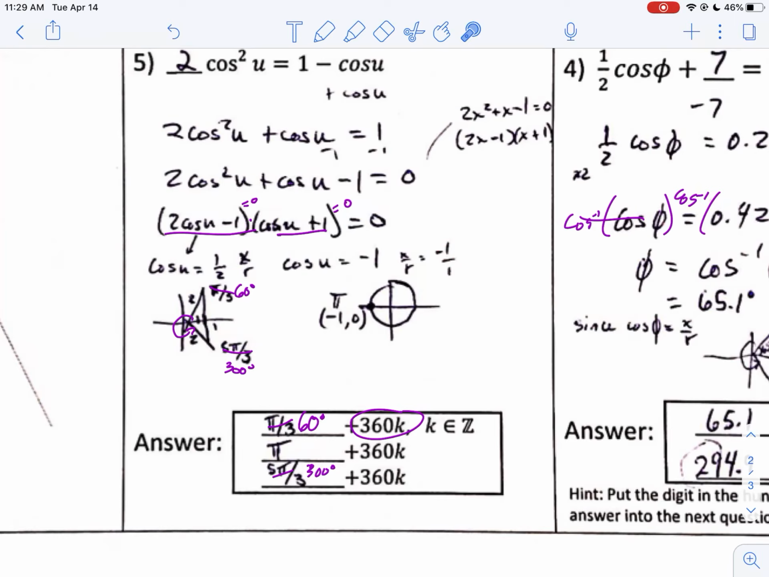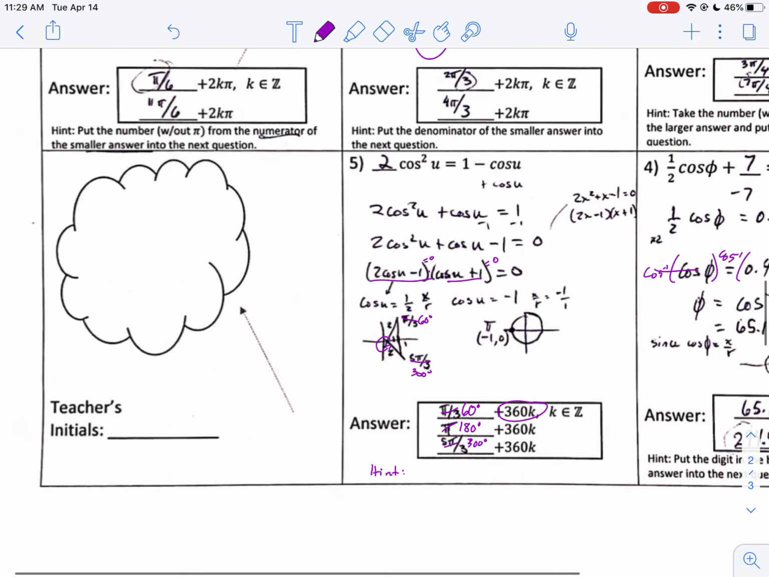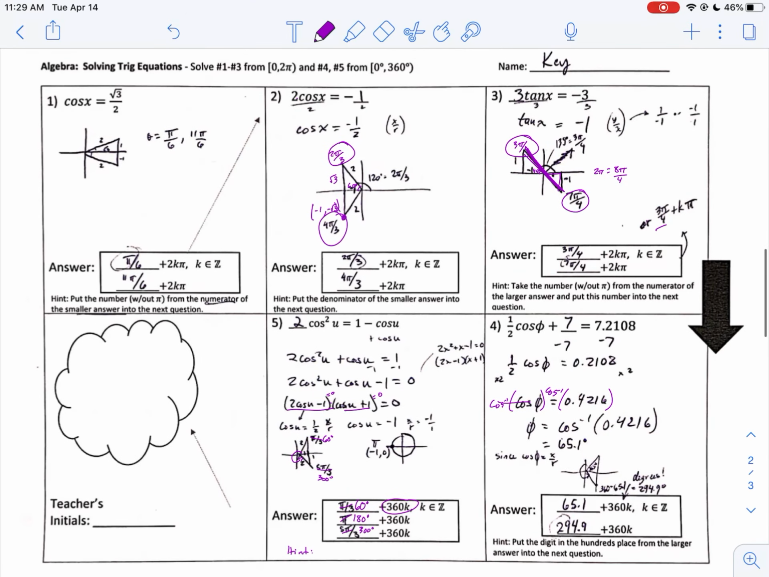Now cosine u plus 1, we're going to subtract 1 from both sides. And since cosine is x over r, that's going to be negative 1 over 1. If you think about where that is on the circle, negative 1 on the x value is here. Radius is 1. This ends up just being pi, or 180 degrees. Okay. And I think originally there was a hint here, and then you put something in this box, but that got lost along the way, so we're not going to worry about it. But that is just a quick talk through of these problems.